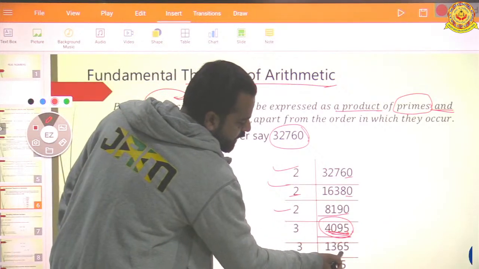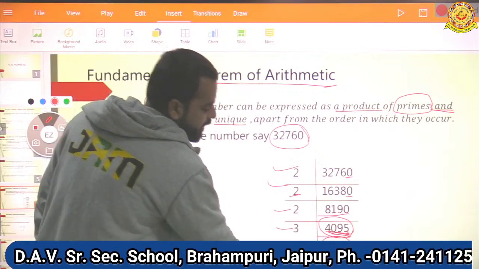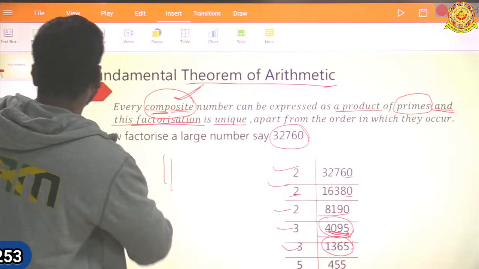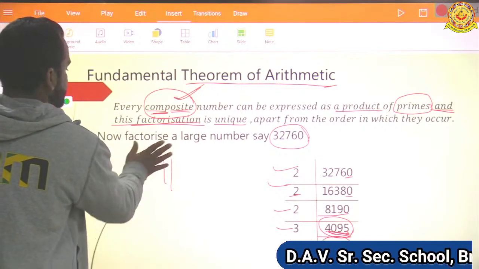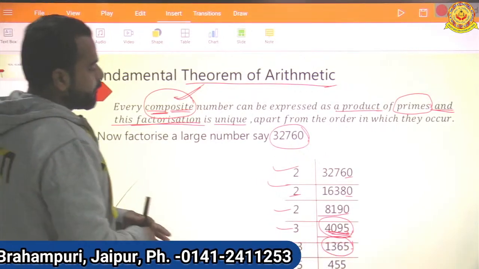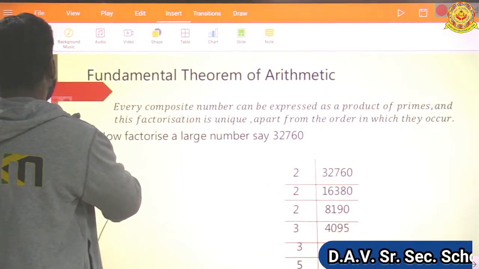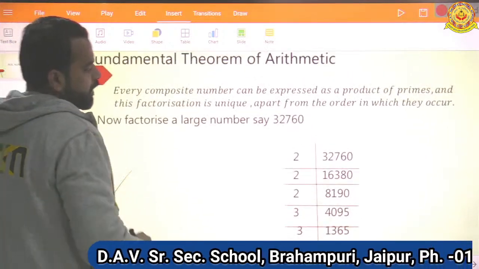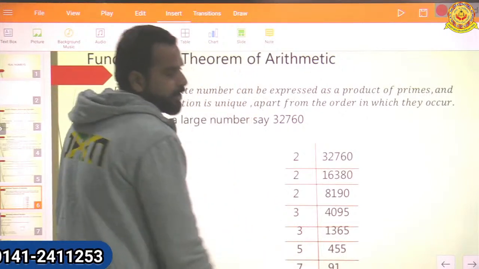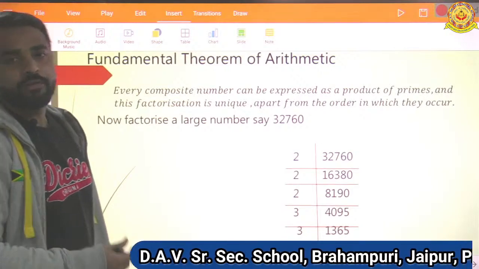Again it comes 1365. Now again the sum is divisible by 3, so we will further divide it by 3. Now it comes 455. Now for 455, the sum of the digits is 14, and 14 is not divisible by 3.